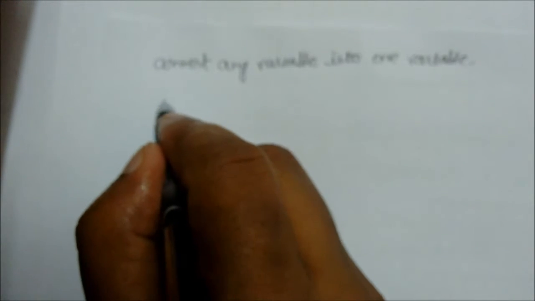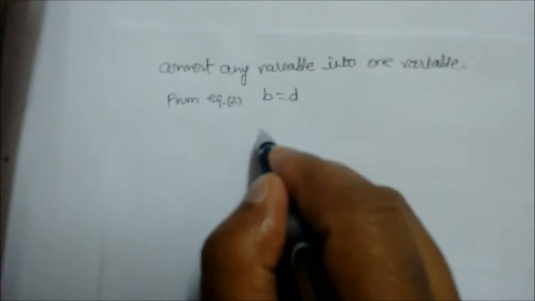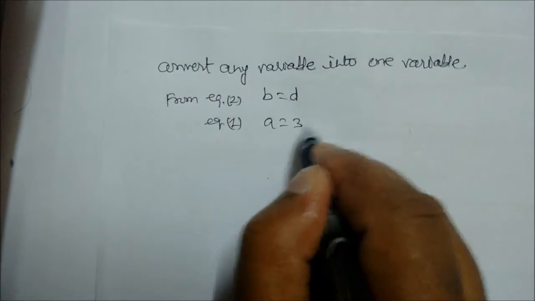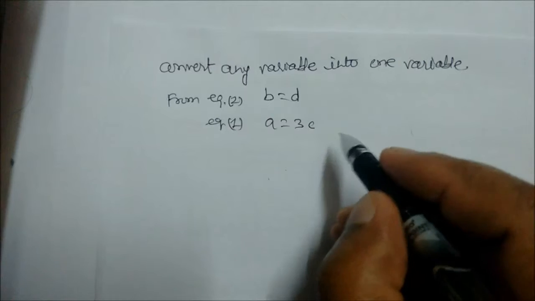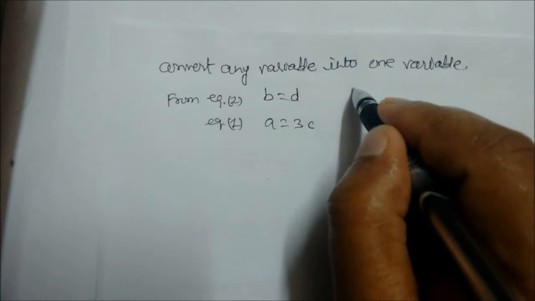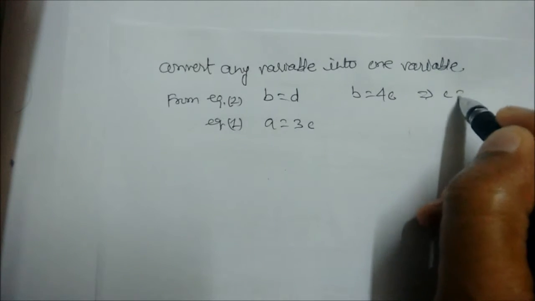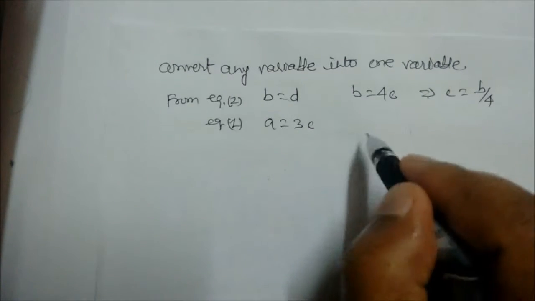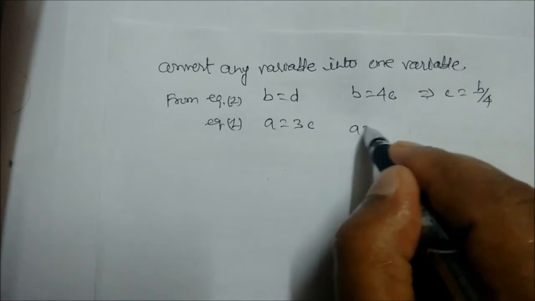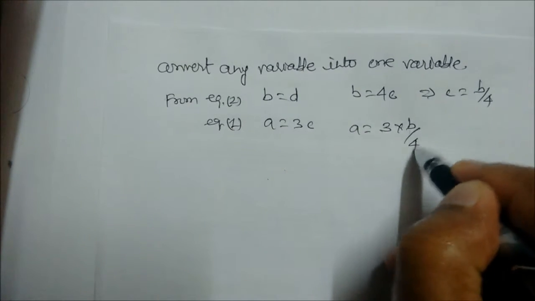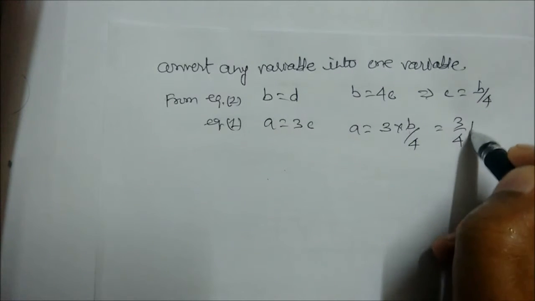From equation 2, B is equal to D, okay, and from equation 1, A is equal to 3C, okay, and one more equation is that from equation 3, B is equal to 4C. This means that C is equal to B by 4, and if you put the value of C here, 3 into B by 4, it will be equal to 3 by 4B.